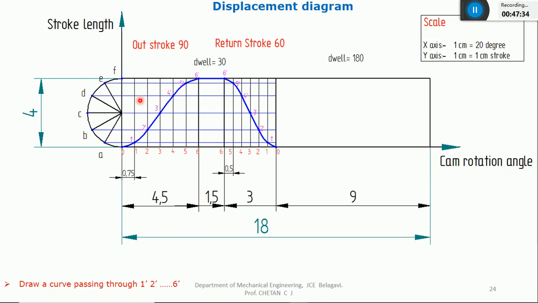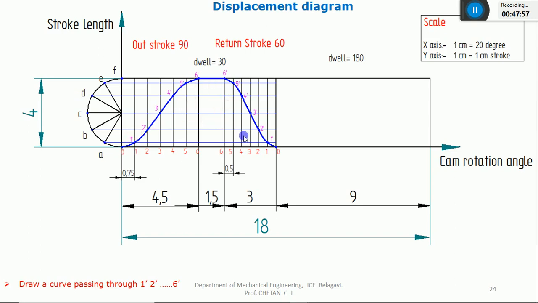Please practice this. Sir, why did you take 6 divisions? You can take 4 also, but if you take 4 equal parts, you'll get less accuracy. The cam profile will be less accurate. You can take 8 equal parts also, or 10 equal parts, but it'll take so much time.